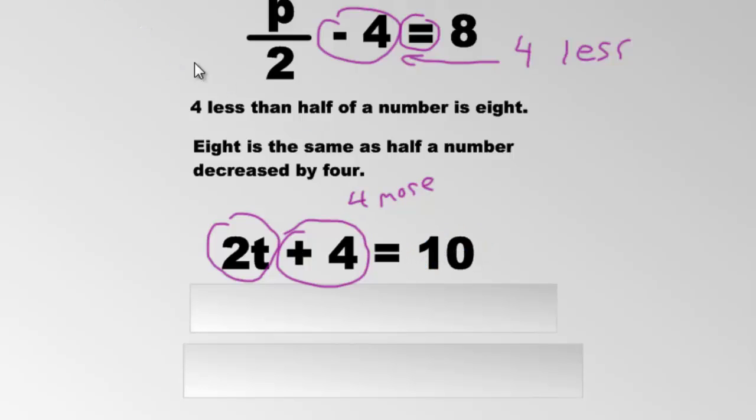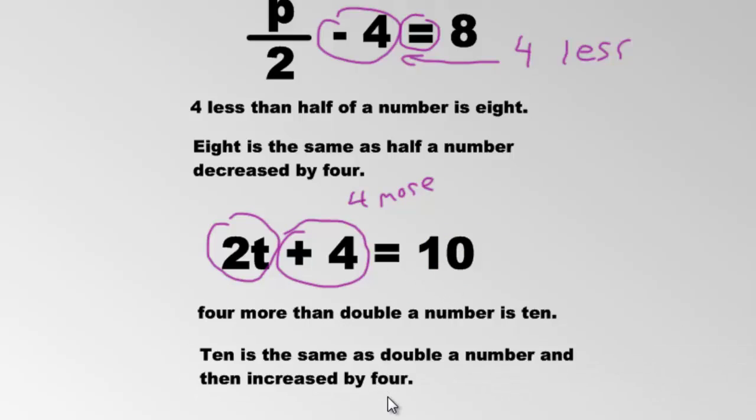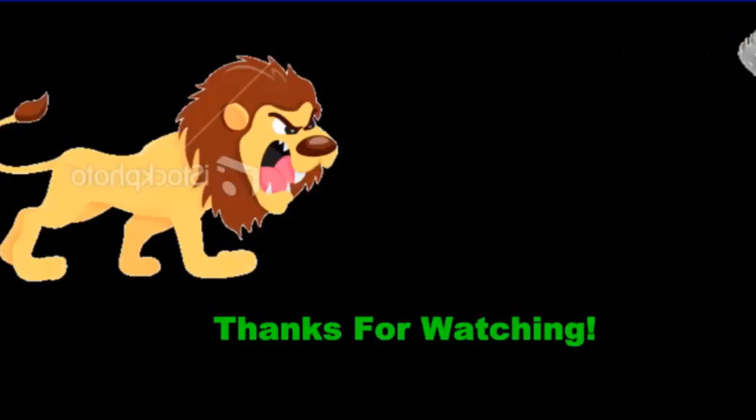We can also use these. 4 more than double a number is 10. We can go backwards. 10 is the same. Here's 10, is the same. That's equals. As double a number and then increased by 4.